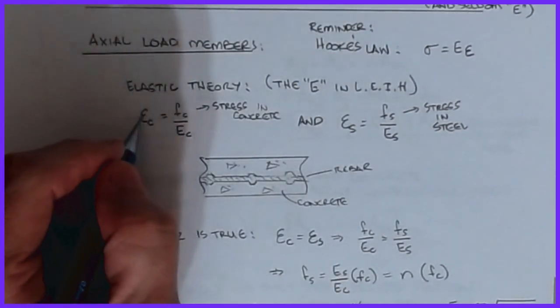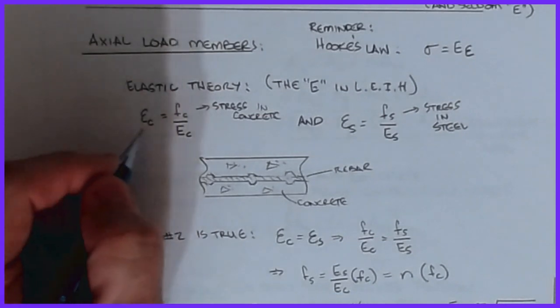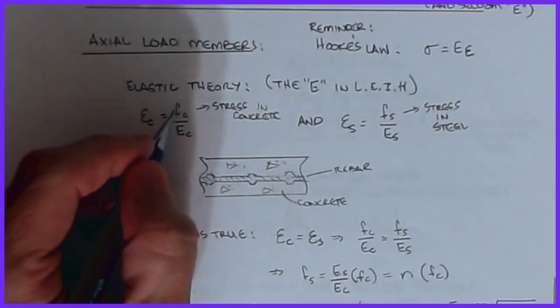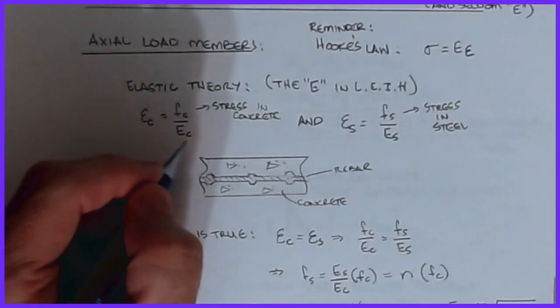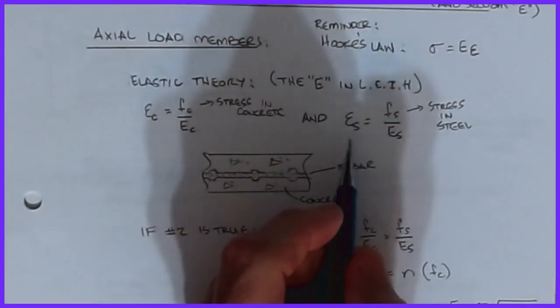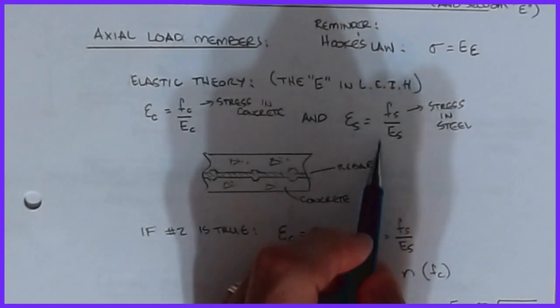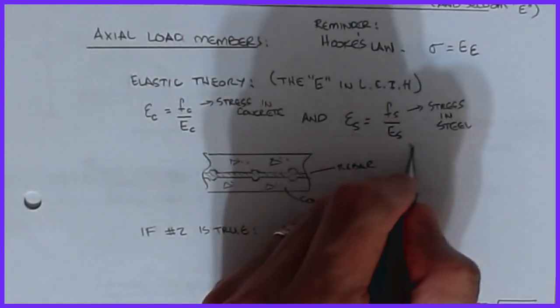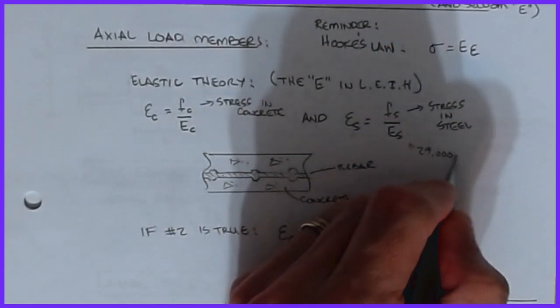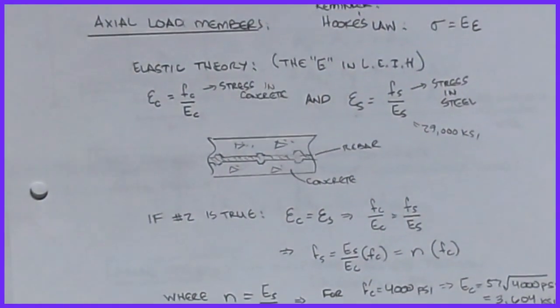And so we know that the strain, in this case, we're looking at the concrete strains. The strain in concrete is equal to the stress in the concrete divided by Young's modulus. Okay, and we know that the strain in steel is equal to the stress in steel divided by E sub S. Okay, and again, this guy was 29,000 ksi. That's the stress in the steel.